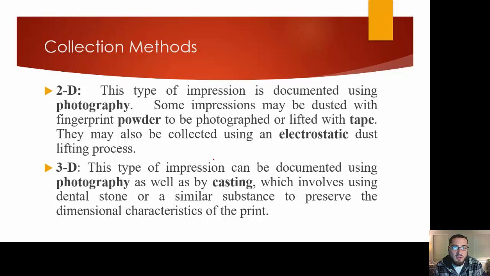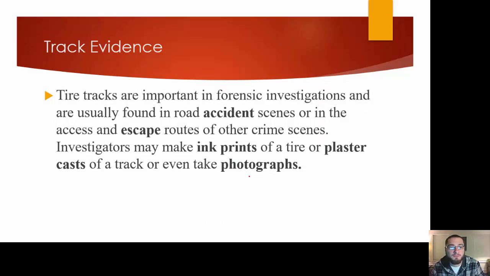So you have collection methods. You have 2D. This type of impression is used, you're using photography. Some impressions may be dusted with fingerprint powder if we're talking about fingerprints, or lifted with a special type of tape, and they may also be collected using an electrostatic dust lifting process. 3D we talk about can be documented using photography, but we are using casting. Okay, so we are making a mold of that impression.